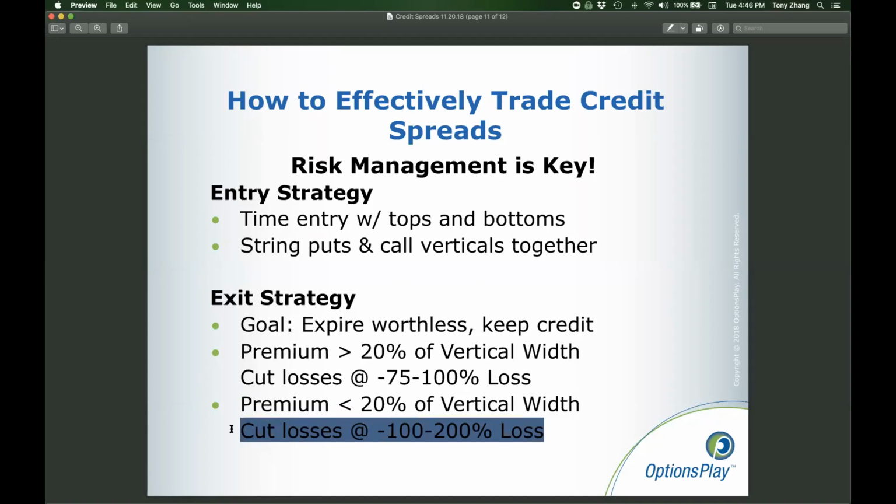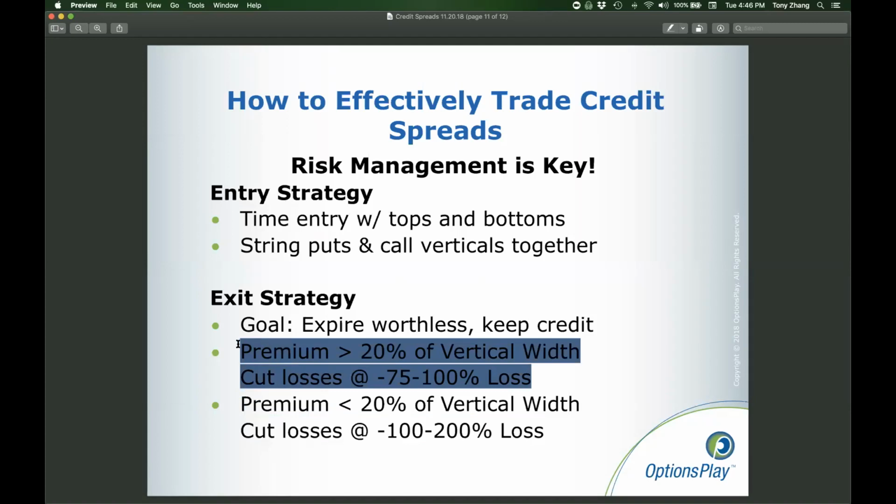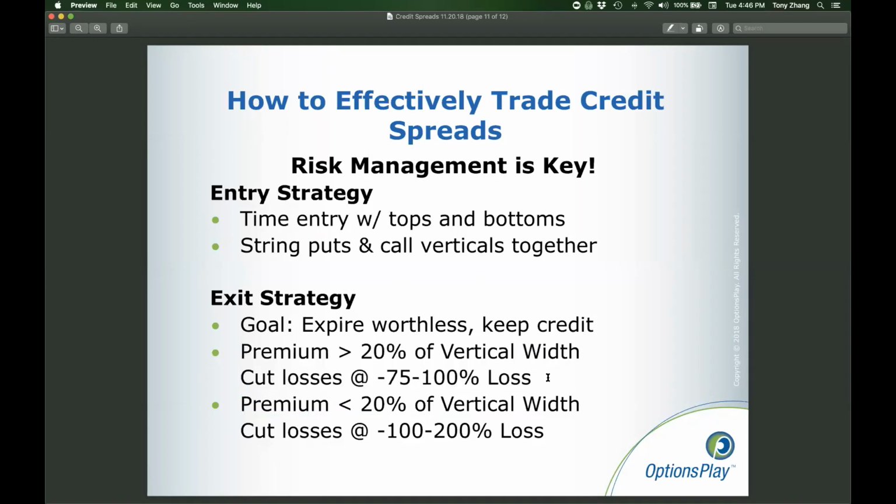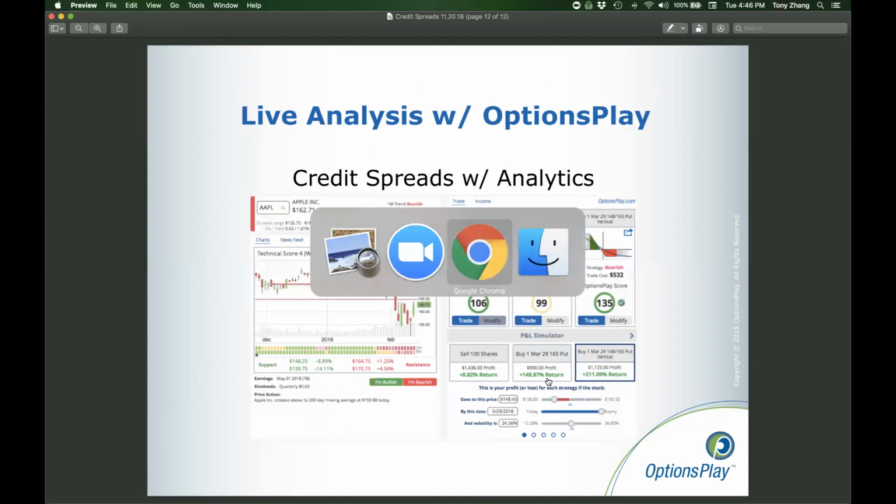So managing credit spreads does take a little bit more work because it depends on how much credit you receive. If you stick to what we find is the optimal credit spread, then you only need one rule. But if you do trade those high probability credit spreads, make sure you adjust your stop loss numbers accordingly based on that.